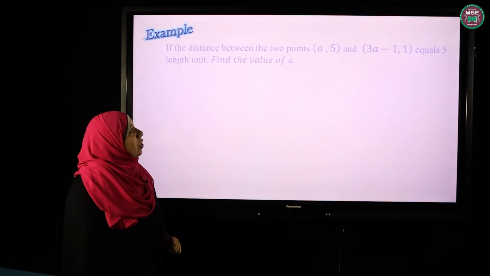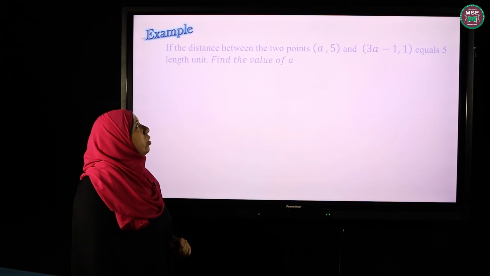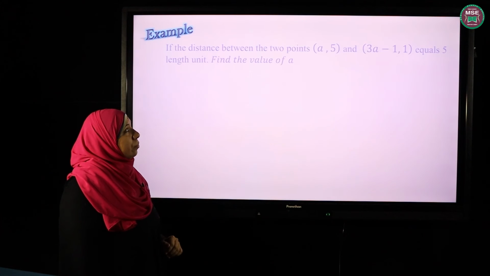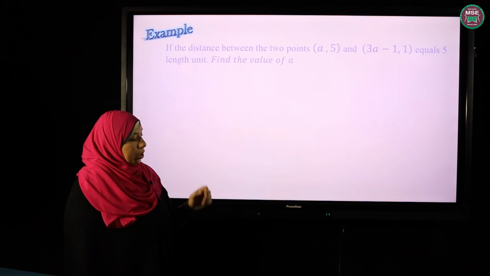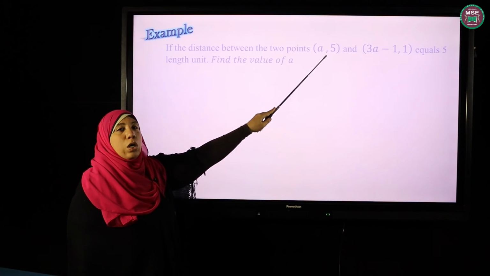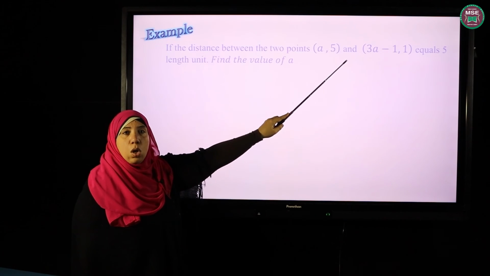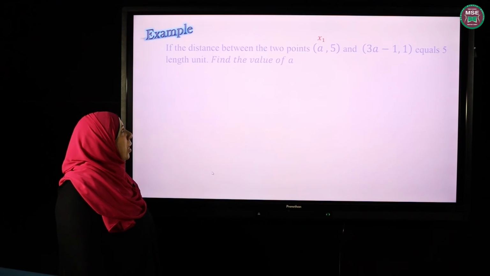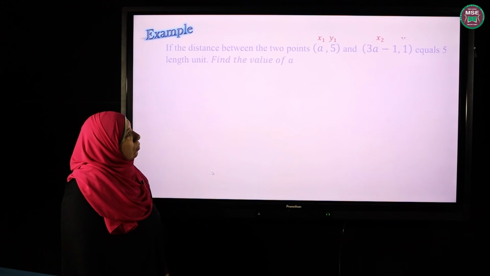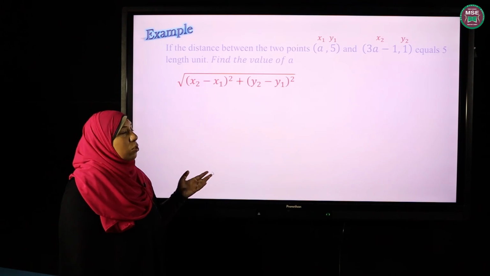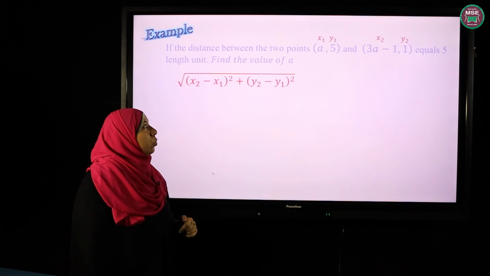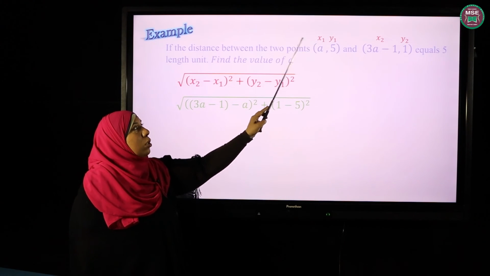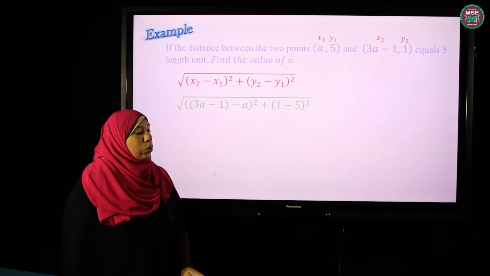Another example. If the distance between the 2 points here equals 5, find the value of a. The same, I will make an equation. A here is x1, 5 is y1, 3a minus 1 is x2 and 1 is y2. So we will make a square root of (x1 minus x2) power 2 plus (y1 minus y2) power 2, our rule. So we will write (a minus (3a minus 1)) power 2 plus (1 minus 5) power 2.